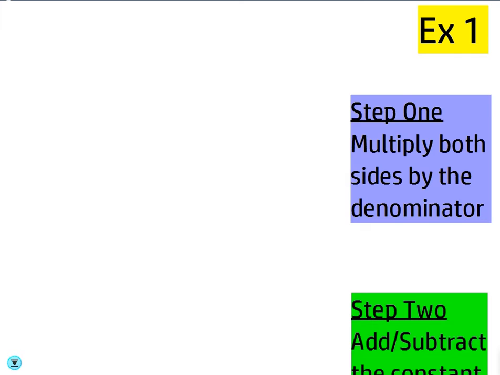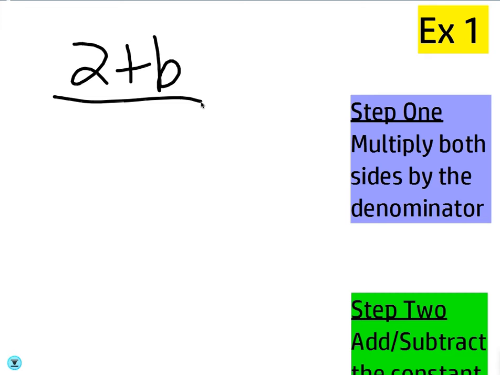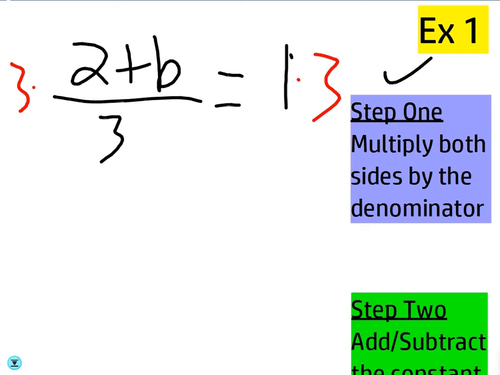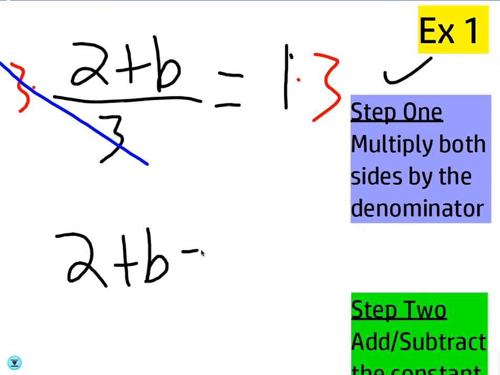But anyways, first example, well, let's just do 2 plus b, we'll use b for now, over 3 is equal to 1. All right, pretty simple example. All right, so since it's being divided by that number, we are going to multiply both sides by that number in order to cancel it out. So we got 3 times that side, and then times 3 on the other side. The 3's will cancel, and we're left with 2 plus b equals 3.